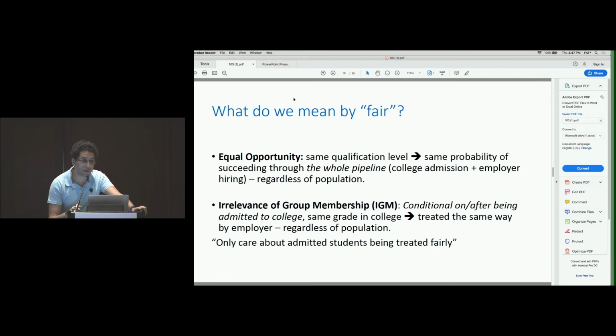The other definition we're going to look at is what we call irrelevance of group membership, or IGM for short. And here we're saying that conditional on being admitted to college, so after you've been admitted to college, if you have two students that have the same grade, have the same performance in college, they should not be treated differently by the employer, regardless of what their population is. And that second definition is a bit more restrictive because it's saying I only care about the students that have been admitted to my university. I don't care about the other high school students.